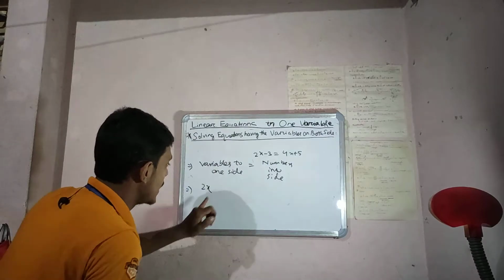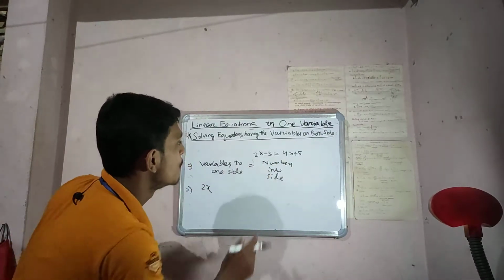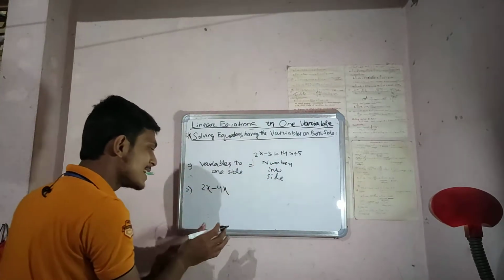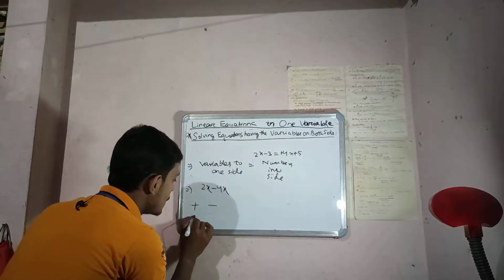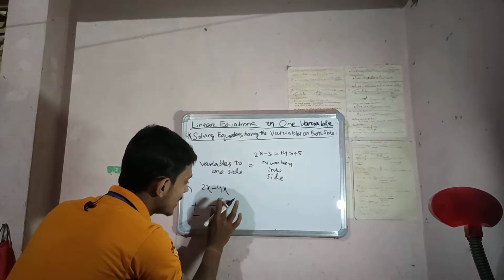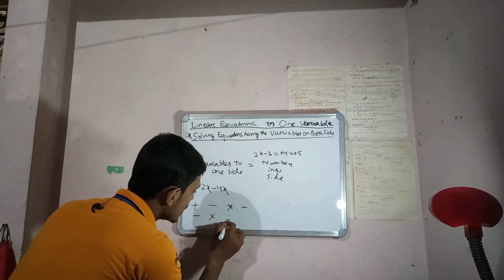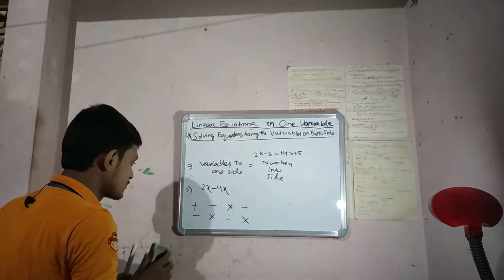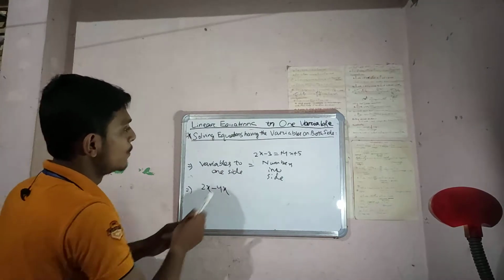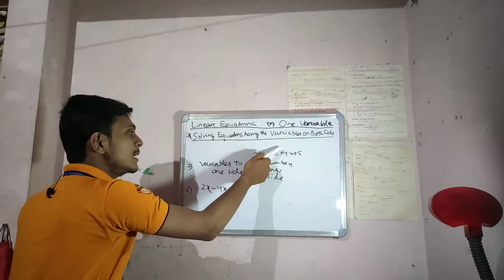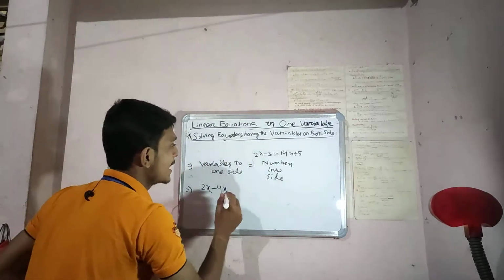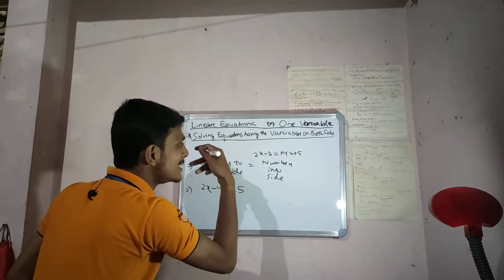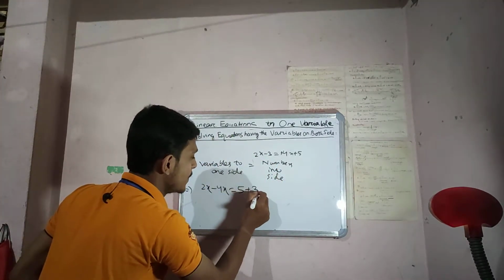So we have 2x, and the other variable on the right hand side is plus 4x. When I change the side, it becomes negative. When I change the side, plus becomes minus, minus becomes plus, multiplication becomes division, and division becomes multiplication. So 4x is positive, so it becomes negative when changed to the LHS side. Plus 5 is there, and minus 3 on the left hand side, when changed to the right hand side, becomes plus.